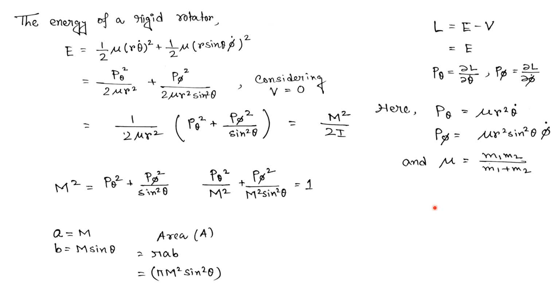Okay, sorry, this will be pi m square sin theta. This will not be sin square theta. Sorry for my mistake. Okay, now we have to calculate the phase space volume.